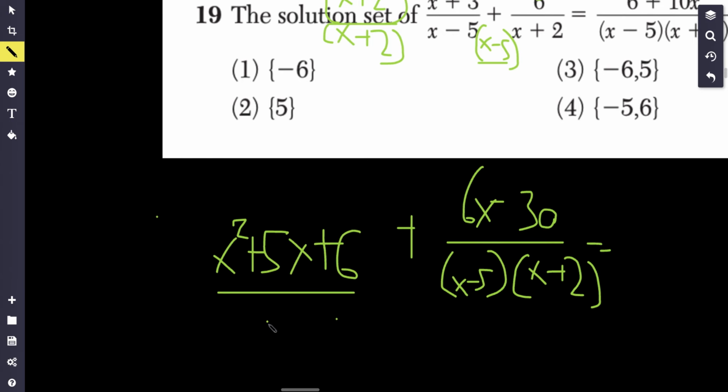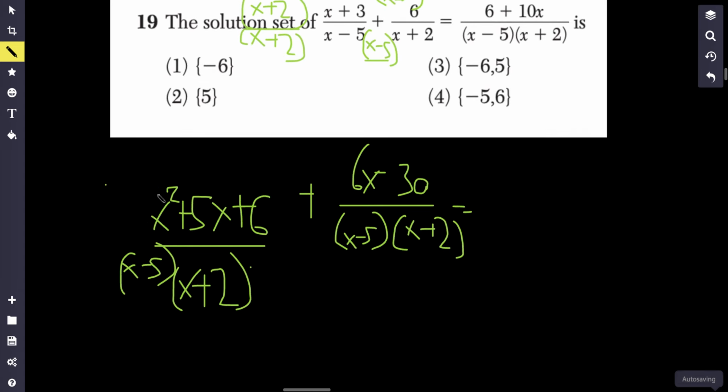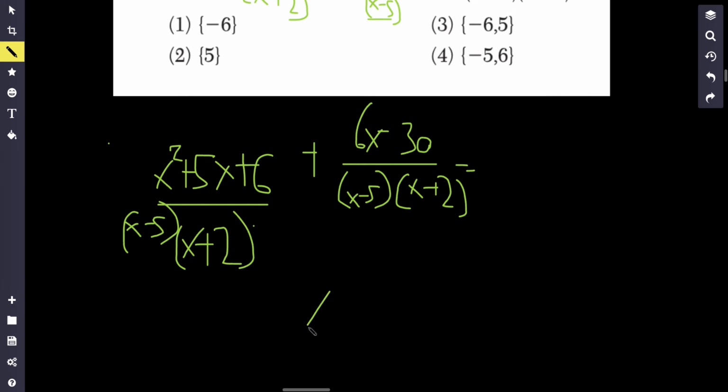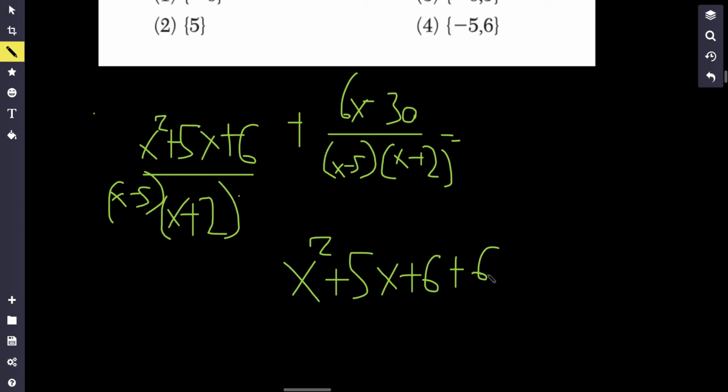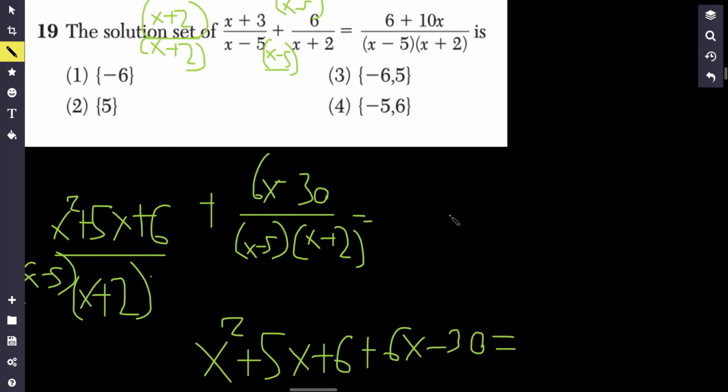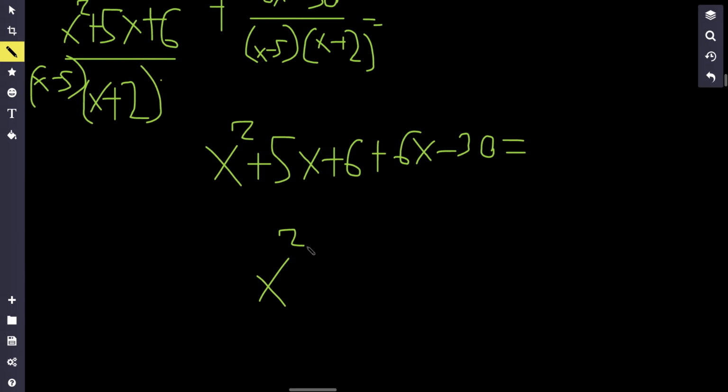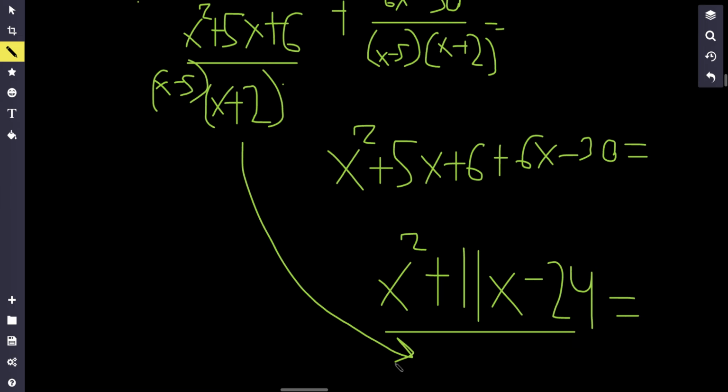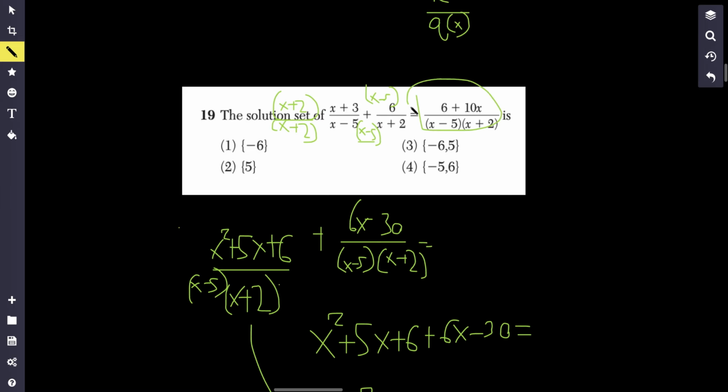So this is going to be divided by x plus 2 times x minus 5. And because they have a common denominator, we can just combine these two things together. So I have x squared plus 5x plus 6, and then plus 6x minus 30. Okay, so I have x squared plus 11x minus 24, and don't forget it's divided by this denominator, and it's going to be equal to this.